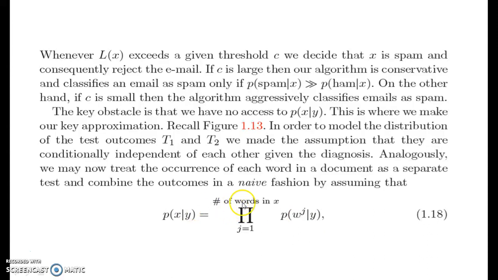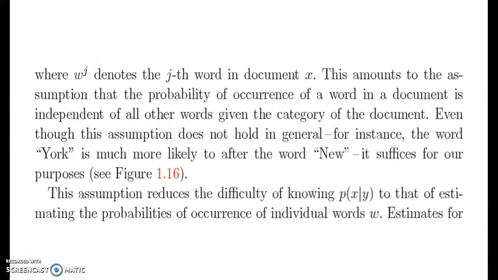Here, w bar j denotes the jth word in the document x. This amounts to the assumption that the probability of occurrence of a word in a document is independent of all other words given the category of the document. Even though this assumption does not hold in general, for instance, the word York is much more likely to occur after the word new, it suffices for our purposes.